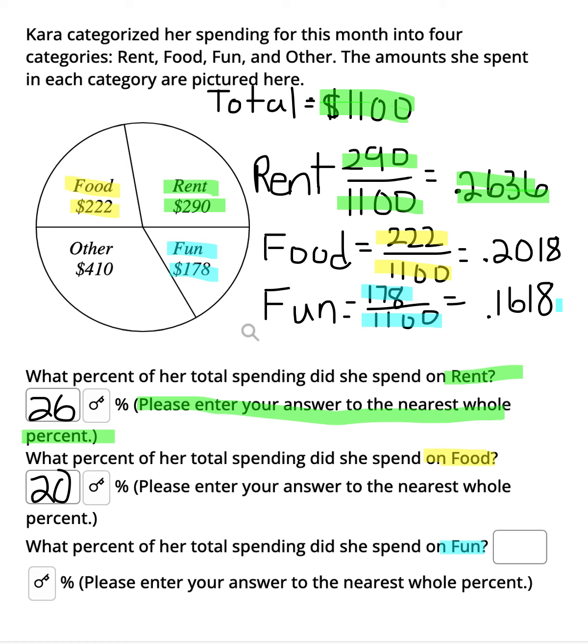16.18%. And then when we round it to the nearest whole percent, we're going to round it from 16.18% to 16%. So this is going to be 16% here for this last part.